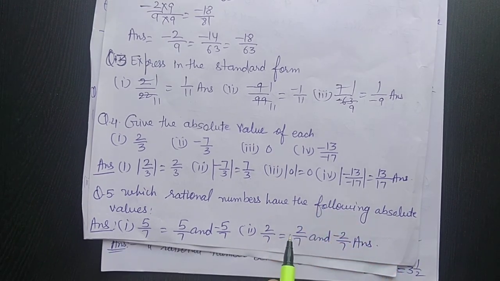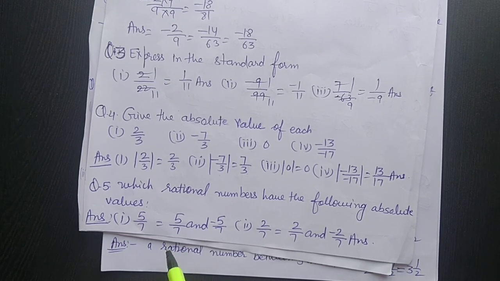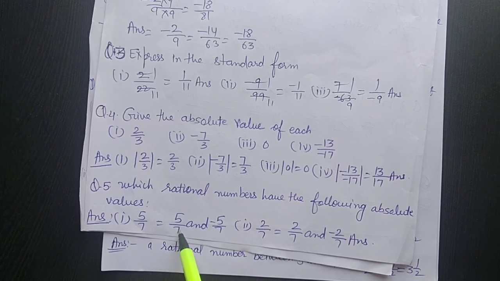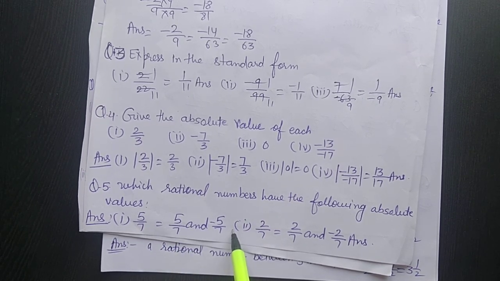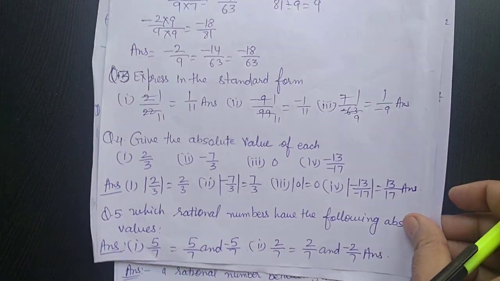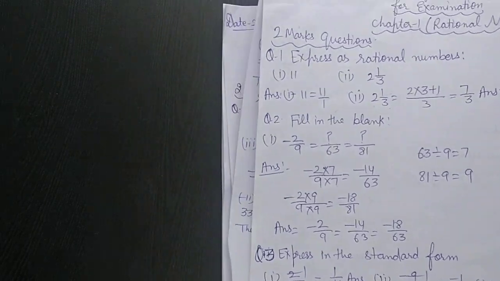Now next question, which rational numbers have the absolute value 5 upon 7? Which numbers have this value? So it can be positive, it can be negative. One you will write positive, one you will write with a negative sign. Here also 2 upon 7, then minus 2 upon 7 is the answer.